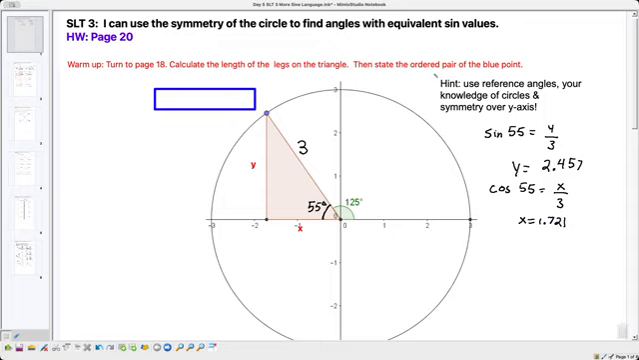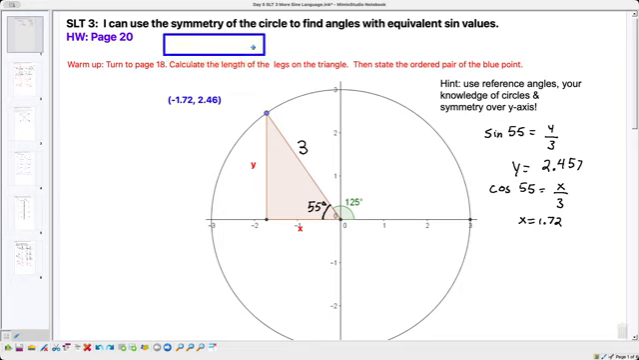Now, the directions ask for the ordered pair of the blue point. The ordered pair is not just going to be 1.721 and 2.457, because the ordered pair goes to the left. So if we are going left, it means that that x value is going to be a negative value. So the ordered pair is negative 1.721 and positive 2.457.